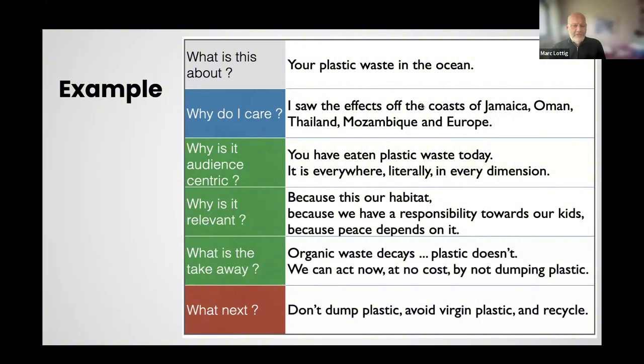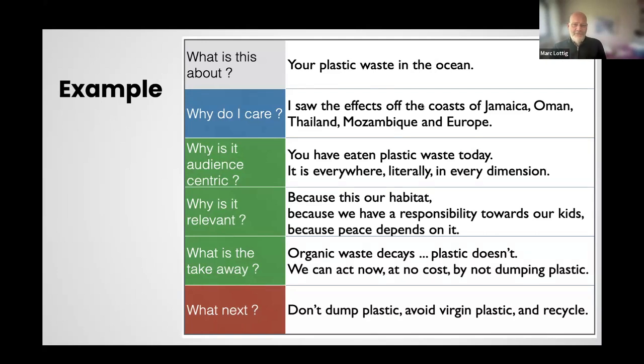And what's the takeaway? Well, the problem is plastic gets used quickly, but degrades very slowly. Organic waste, all the food and all sorts of what's biological, degrades quickly. It gets recycled into nature. Plastic doesn't. And we can act immediately. And it actually doesn't cost anything. All we have to do is to not dump plastic arbitrarily.